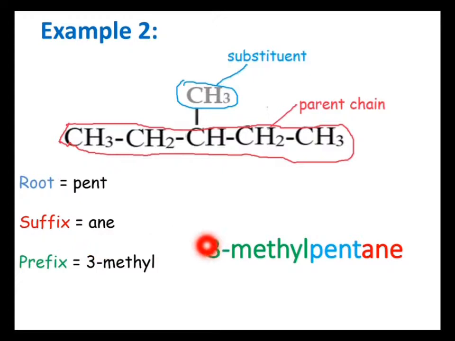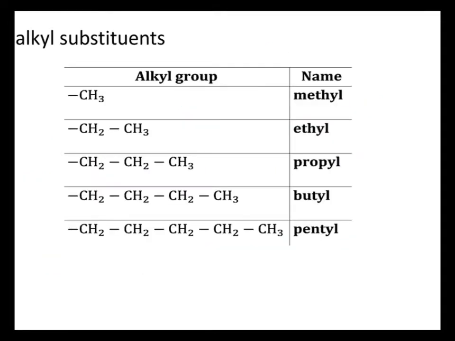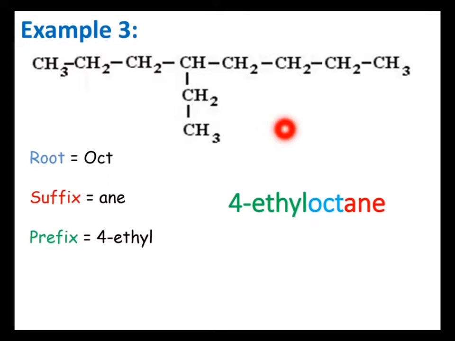So the prefix is 3-methyl. Adding it to the root and then the suffix, we have 3-methyl pentane. Yeah, so there you have it. That's your second example. Now here is a bigger structure.